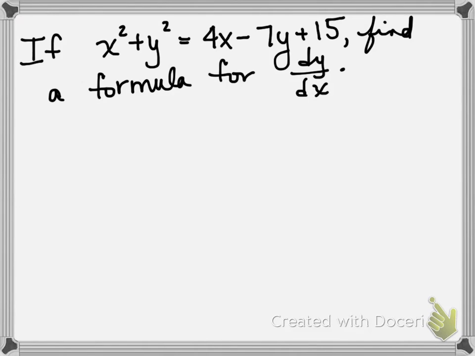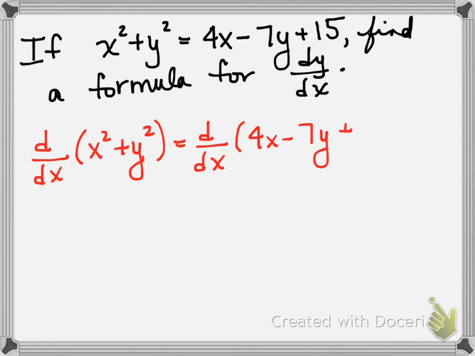Let's do an example where we have to find a formula for dy/dx. If x squared plus y squared equals 4x minus 7y plus 15, find a formula for dy/dx. So here we have an implicitly defined y. We cannot find a formula for y, one that describes y as a function of x. So, to find dy/dx, we need to differentiate both sides with respect to x.